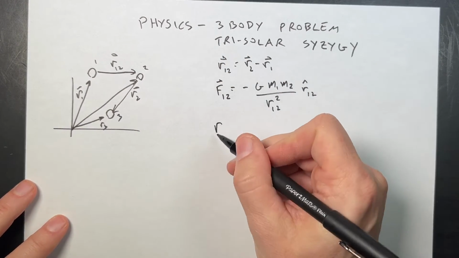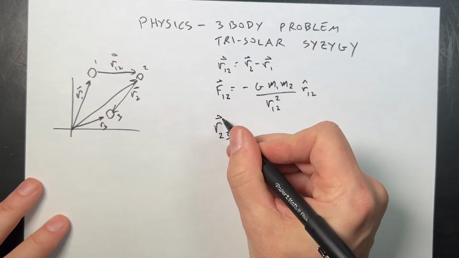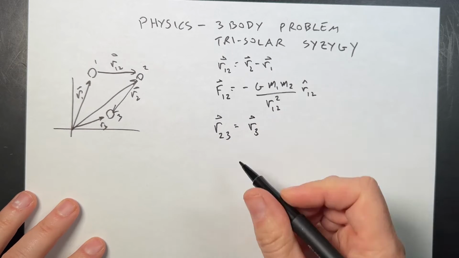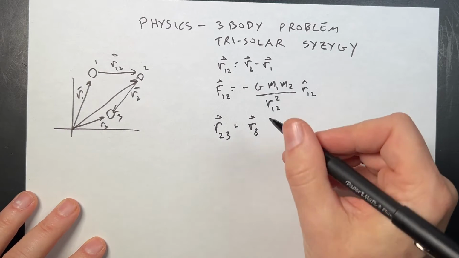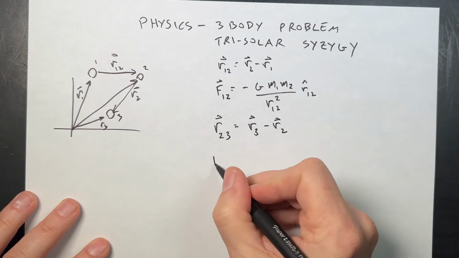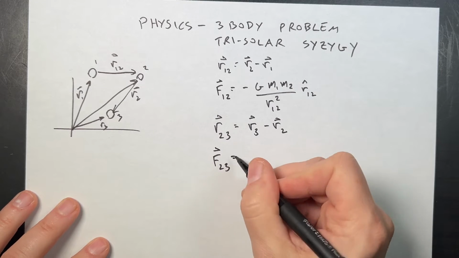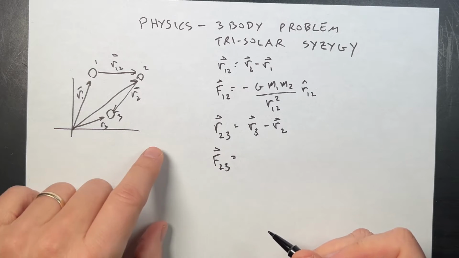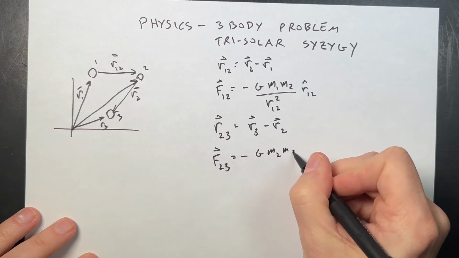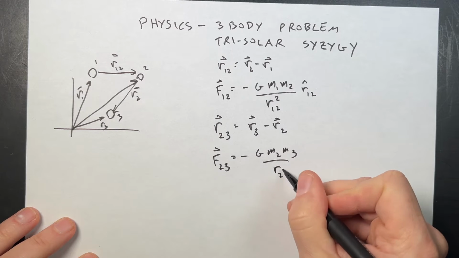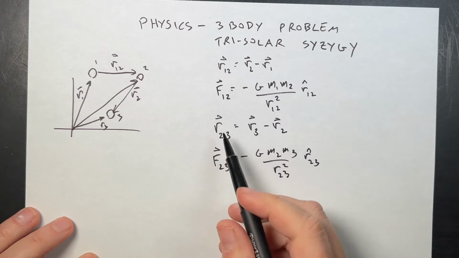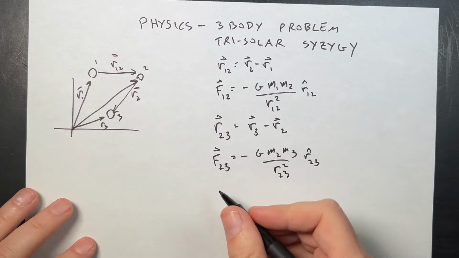I'm going to say R23 is going to be the vector from 2 to 3. Okay, that's going to be R3 minus R2. And my convention here is kind of useful because you're going to make mistakes if you don't do that. And then F23, I'm going to use the same convention. This is the force on 3 due to 2. So negative G, mass 2, mass 3, over R23 squared, R23 hat.